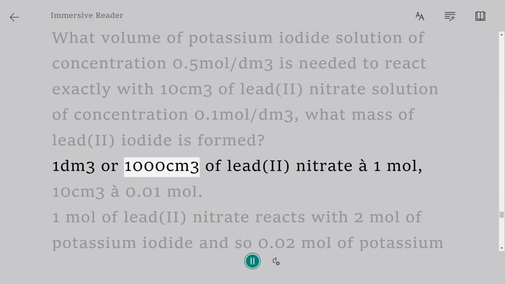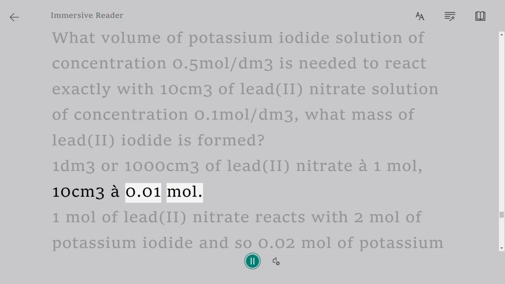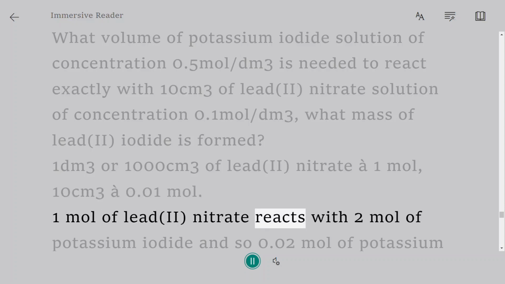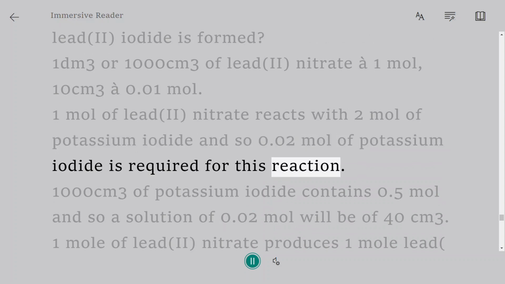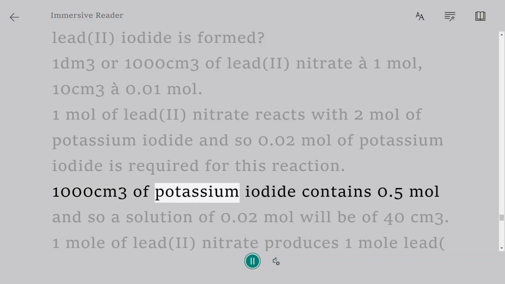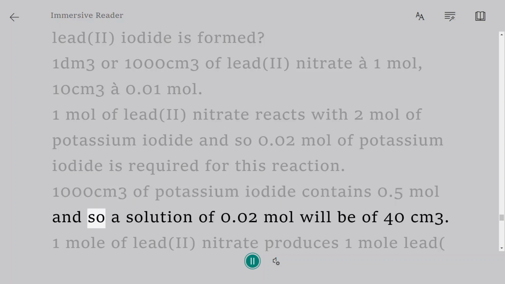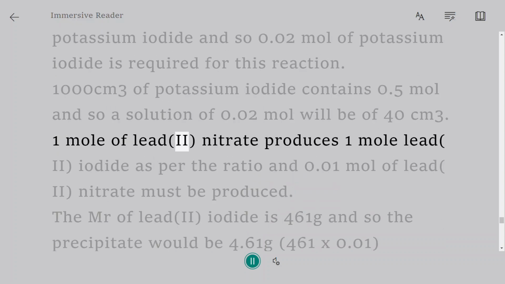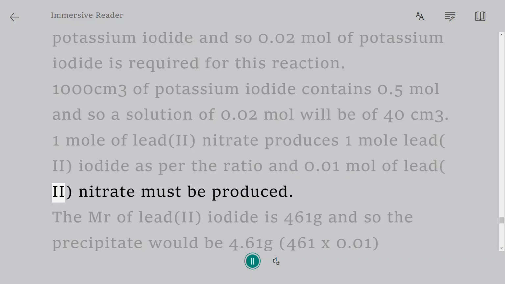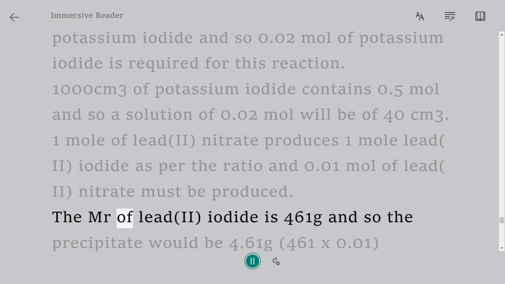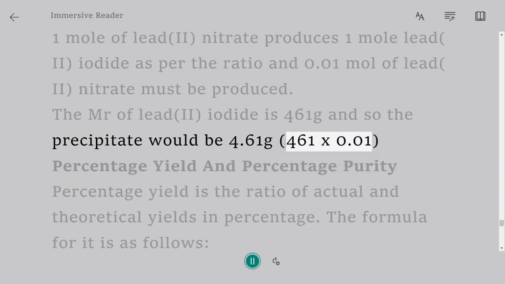1 dm3 or 1000 cubic centimeters of lead(II) nitrate is 0.1 mole, so 10 cubic centimeters is 0.001 moles. 1 mole of lead(II) nitrate reacts with 2 moles of potassium iodide, and so 0.02 moles of potassium iodide is required for this reaction. 1000 cubic centimeters of potassium iodide contains 0.5 moles, and so 0.02 moles will be 40 cubic centimeters. 1 mole of lead(II) nitrate produces 1 mole of lead(II) iodide as per the ratio, and 0.01 moles of lead(II) iodide must be produced. The molar mass of lead(II) iodide is 461 g, and so the precipitate would be 4.61 g, 461 times 0.01.